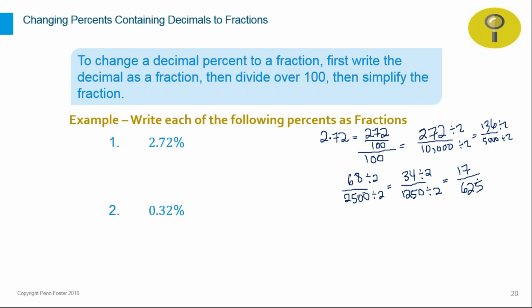And 1,250 over 2 is 625, and that's it. Since 17 is a prime number, prime numbers have only a factor of 1 and itself, then that would end the simplification process. So the fraction form is 17 over 625.